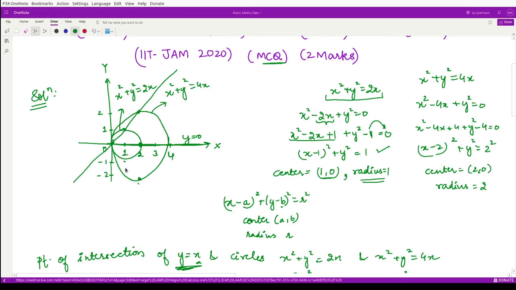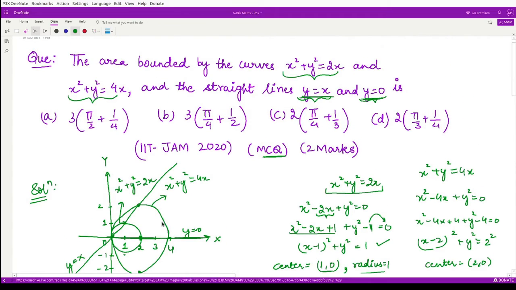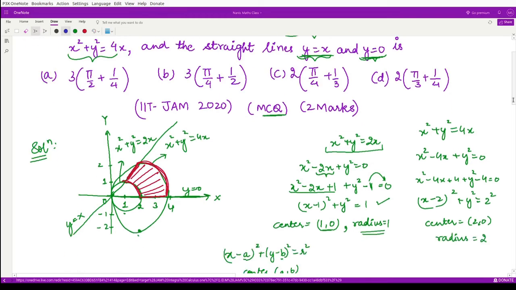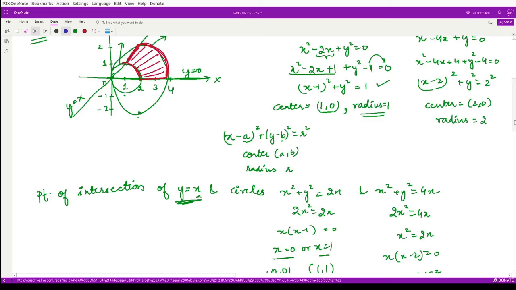So that means your line will make an angle 45 degree and passes through these points. Obviously this is a straight line. So you have y is equal to x as this line. Now what is the region that you are interested to calculate the area? The region of interest is that bounded by this circle, let me mark this circle, and this line y is equal to 0 and the line y is equal to x. So this is our area of interest here. In this case we are to calculate the area of this particular portion.